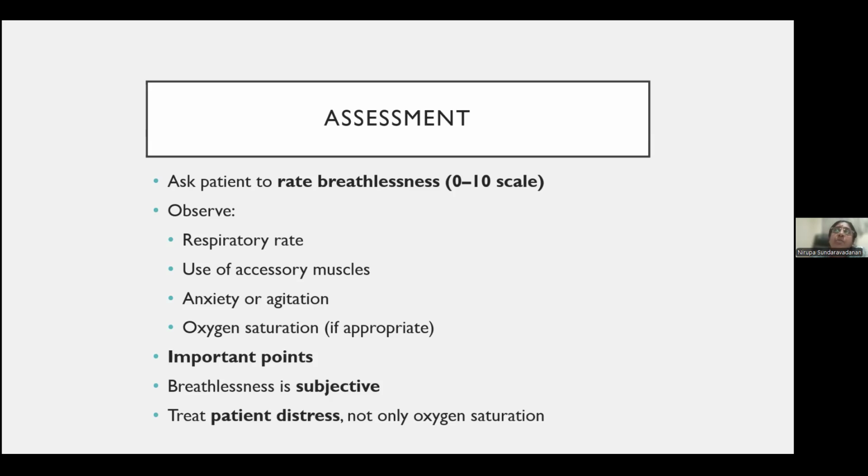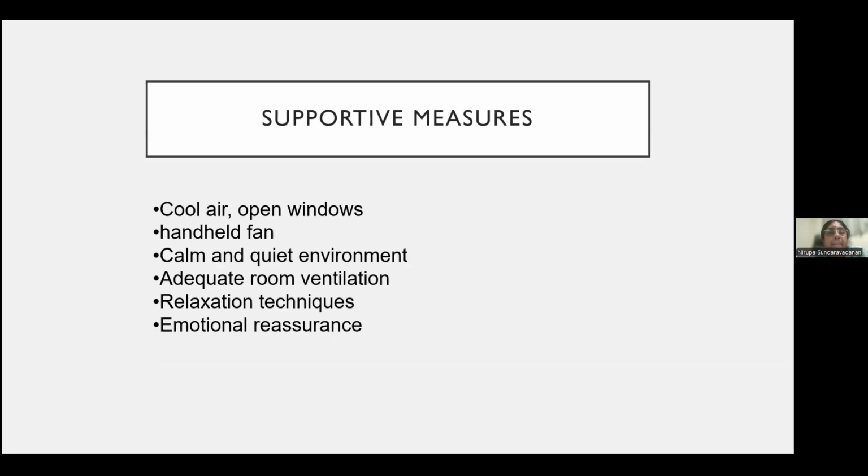And in that case, we should manage the comfort and relieve the discomfort of breathlessness. In that case, it is important to treat the patient's distress, not the SpO2, remember. So first thing to do is cool air, switch on the fan, open the windows, handheld fan.